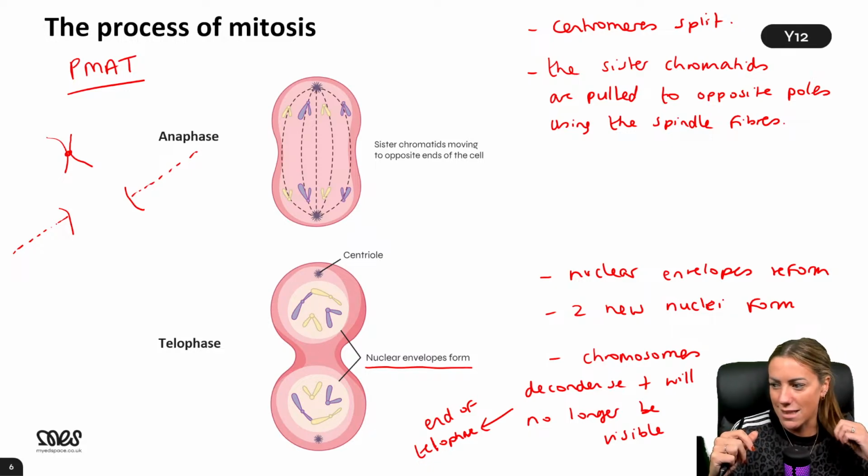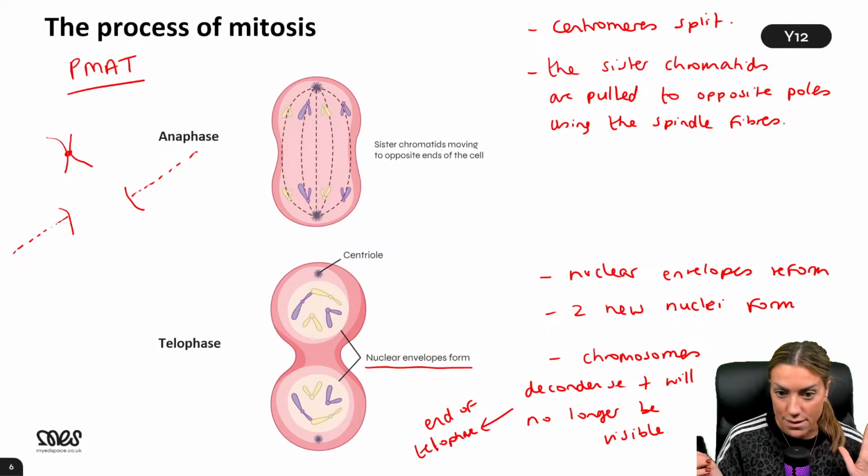We're doing mitosis. But that's not the end of cell division. All we've got here is two new nuclei. We still need to separate the rest of the cell. So we still need to separate the cytoplasm and the cell membranes.